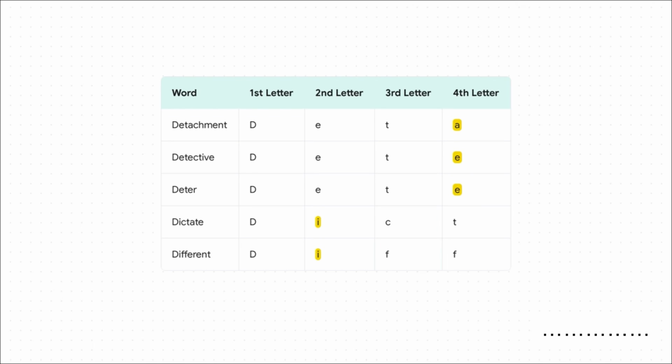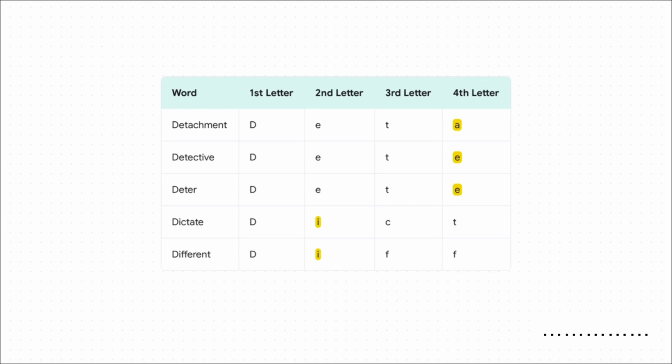Now let's compare detective and deter. Both start with DETE. Here's the rule. When the letters are the same, the word that ends first comes first in the dictionary. Since deter is shorter, it comes before detective. So deter, number 2, is next, followed by detective, number 1. So far, we have 3, 2, 1.